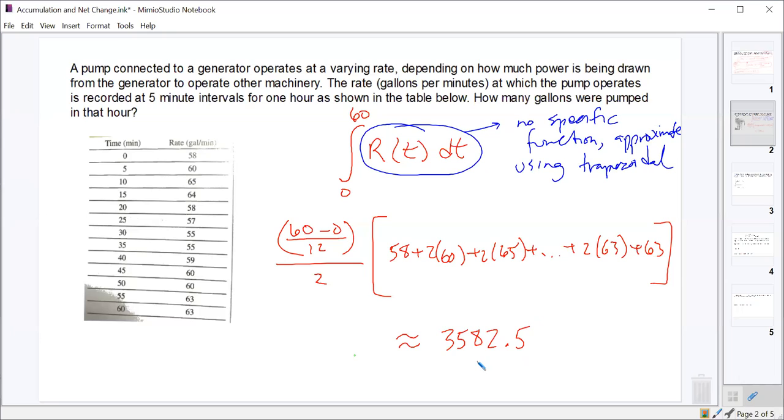All right. Seems reasonable too, because it looks like we were doing around 60 gallons per minute, right? Each time, somewhere in that vicinity, for each time interval. And so if we did about 60 gallons per minute for 60 minutes, that should be about 60 times 60, which is 3,600. And we were pretty darn close to that. Good or no? Good.